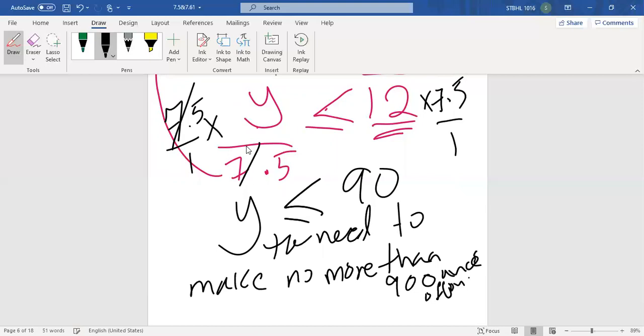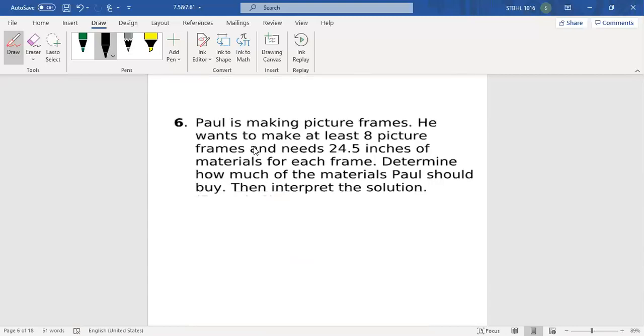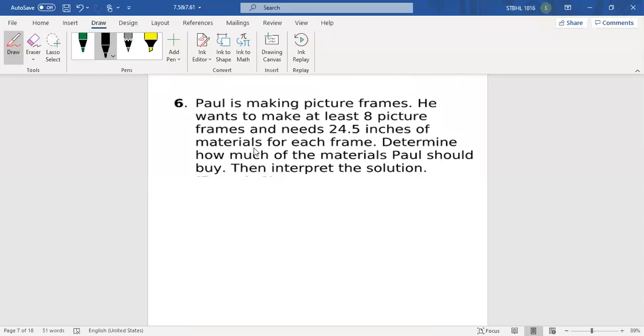Okay, I think it's enough for this lesson. Let us take the last question. Paul was making a picture frame. He wants to make at least 8 picture frames and needs 24.5 inches of materials for each frame. Determine how much of the materials Paul should buy. Then interpret the solution. Again, grade 7.